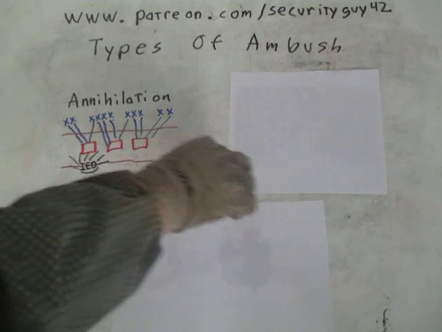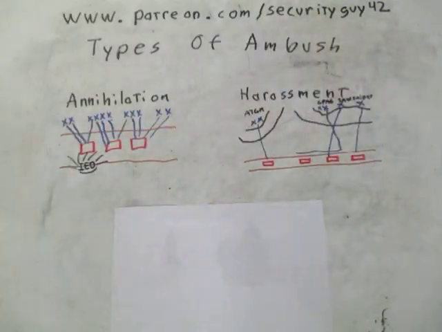The next type is harassment. Harassment, you can consider as your long range ambushes primarily. You're just trying to cause the enemy some damage, but you're not trying to wipe them out like in an Annihilation. Good example for this is Afghanistan.